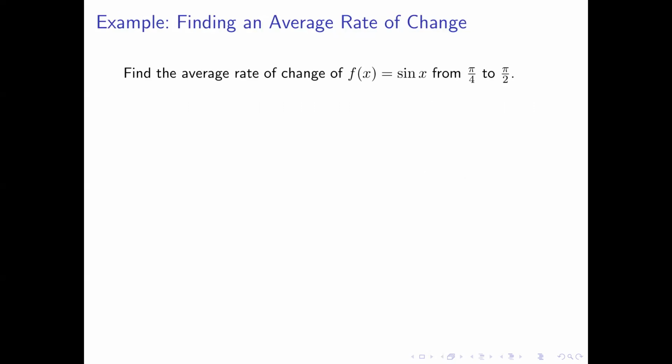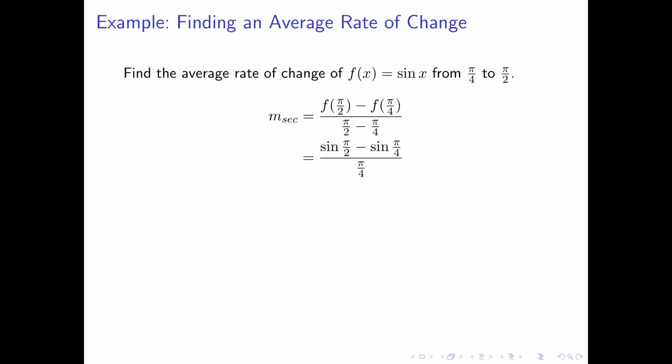Let's take a look at another example. We'll find the average rate of change of this function here, the sine function, from where x equals pi over 4 to where x equals pi over 2. So to do this, we need to calculate the slope of a line, the secant line of the sine graph, between those values of x. And here's the expression that will do that for us: f of pi over 2 minus f of pi over 4, over pi over 2 minus pi over 4.